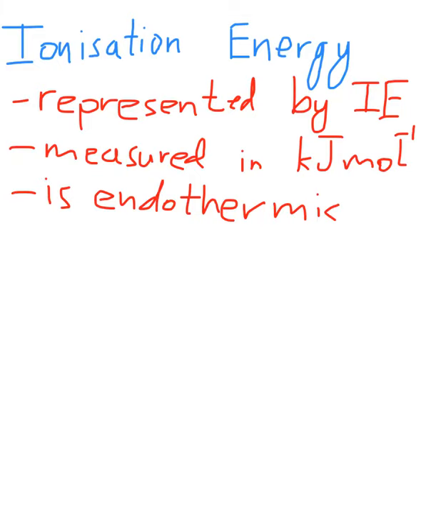Next is ionization energy. Ionization energy is represented by IE. It is measured in kilojoule per mole, and it is an endothermic process. So what happens in ionization energy? It is the energy required by 1 mole of a neutral gaseous atom to give a monopositive ion. This is the first ionization energy.